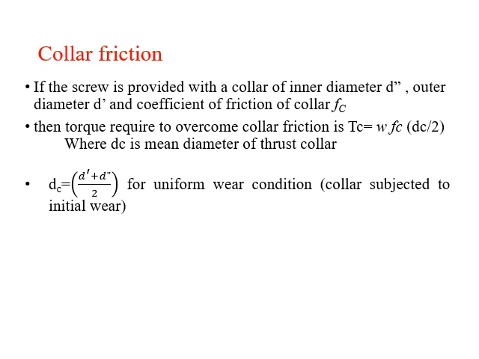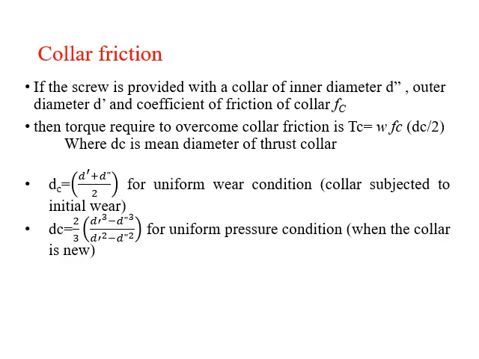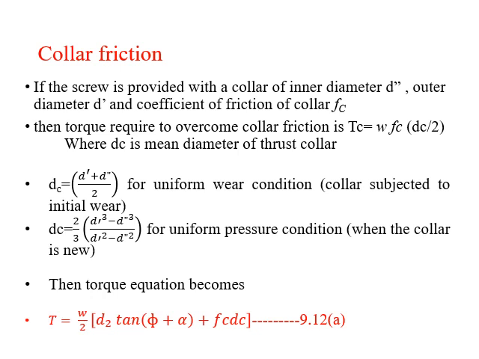Collar subjected to the initial wear. So dc you can write for the uniform pressure condition also, which is nothing but 2 by 3 into (d dash to the power 3 minus d double dash to the power 3) divided by (d dash to the power 2 minus d double dash to the power 2), where we know that d double dash is the inner diameter and d dash is the outer diameter. So this is what we get. Then the torque equation will change, nothing but T is equal to W by 2 d2 tan(phi plus alpha) plus Fc dc is the equation.